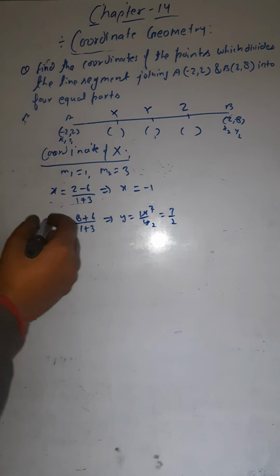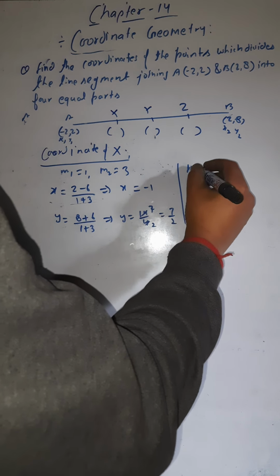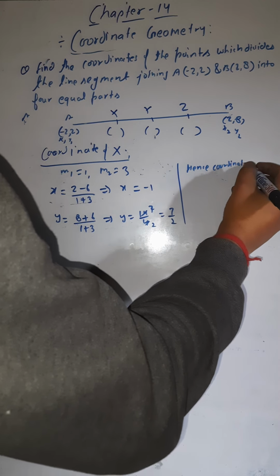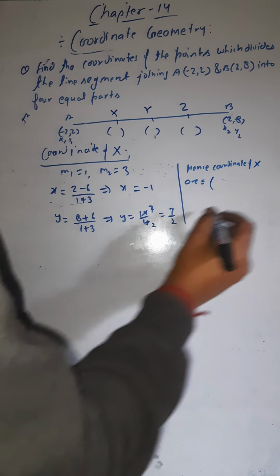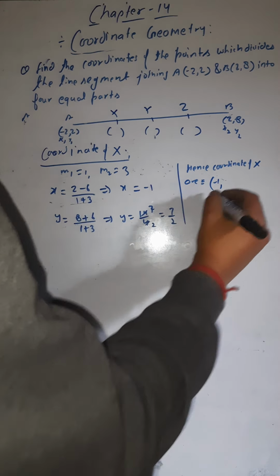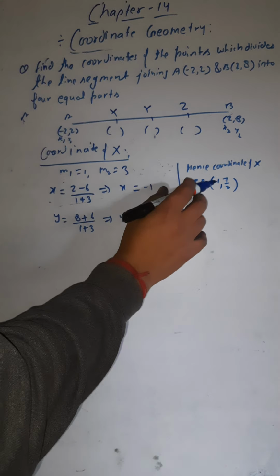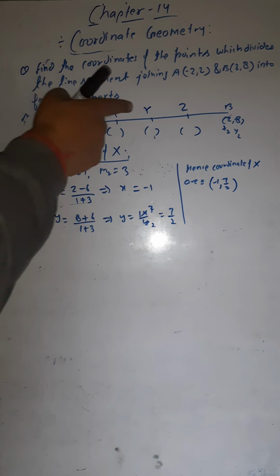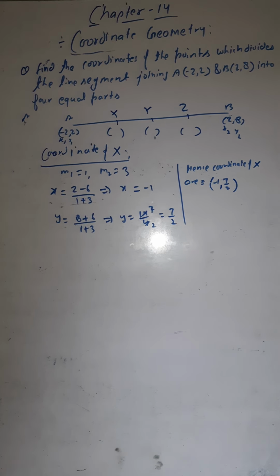So therefore, the coordinates of x are... hence, the coordinates of x are what? What is the value of x? Minus 1. And what is the value of y? 7 by 2. So here the coordinates are minus 1 comma 7 by 2. So these are the coordinates of x. Similarly, you are to find out the coordinates of y. Just note it down. Let me erase this after, if you have written it. Okay.